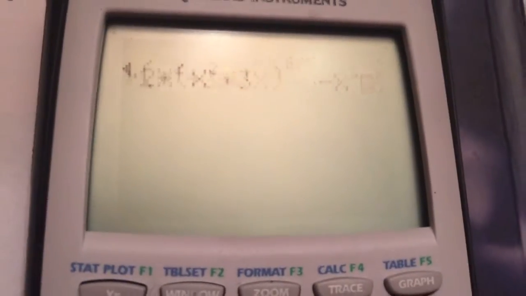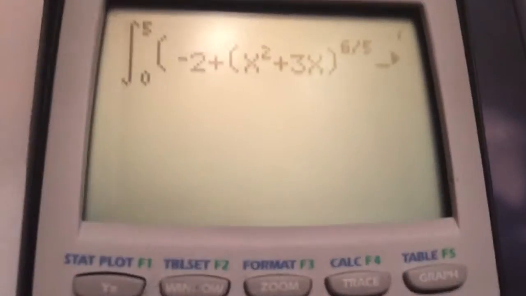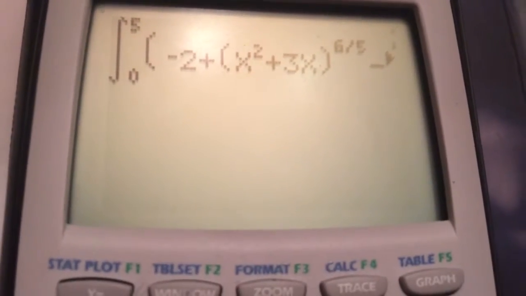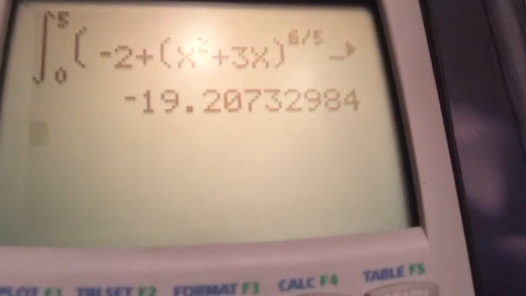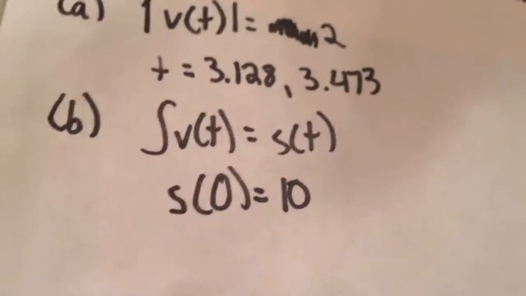Okay, that's looking pretty good. Alrighty. We're just letting it calculate. And we get negative 19.2. But before we set that as our answer, we have to add that plus 10 there. That acts as our plus c of this problem. So we have to make sure to add it.